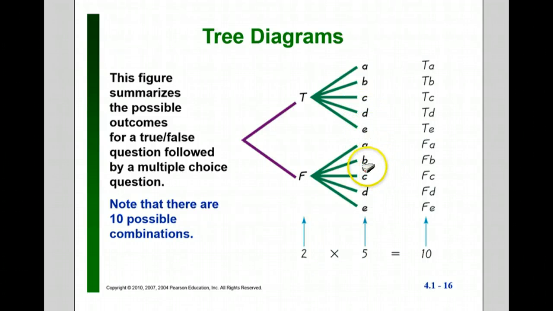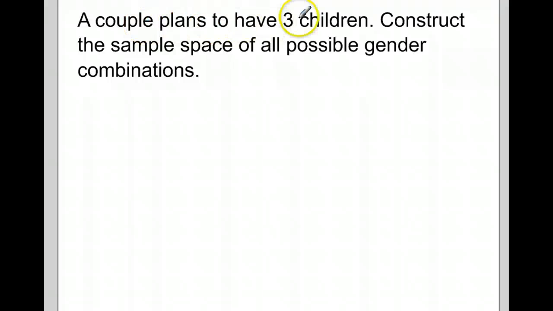Alright, so that's what a tree diagram does. It gives us a link from choice 1 to the others, choice 2 or event 2. Alright, let's try it. A couple plans to have 3 children. Construct the sample space of all the possible gender combinations. So we're assuming this is before they've had any.